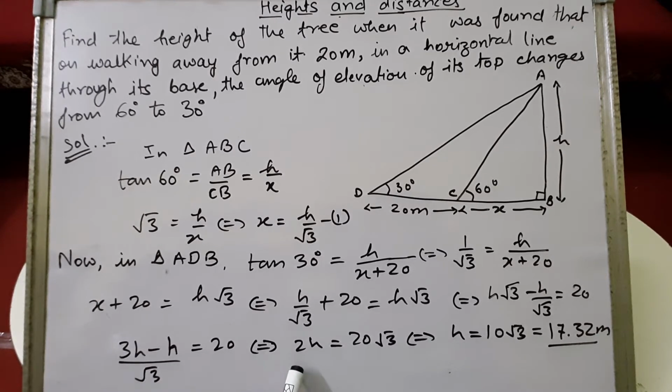That will be 2h equals root 3 cross multiplied, equals 20 root 3. So 2h equals 20 root 3, and h equals 10 root 3. The value of root 3 is 1.732. When we multiply it with 10, we'll get 17.32. So h will be 17.32. That means the height of the tree is 17.32 meters. Understood, children? Note down, please.